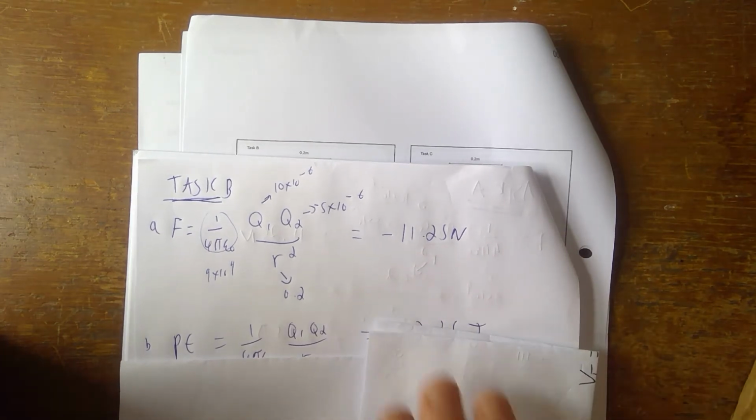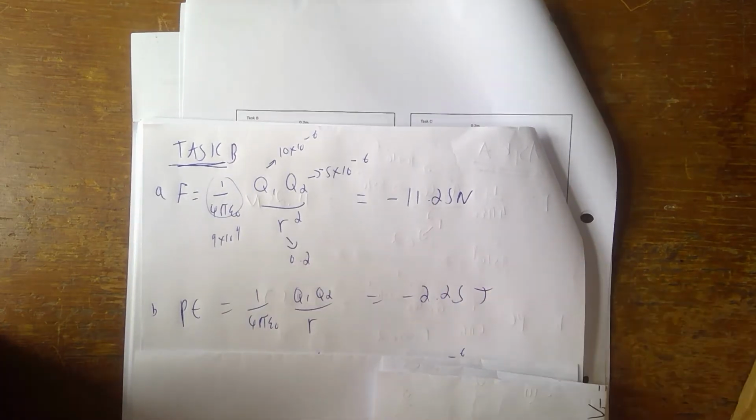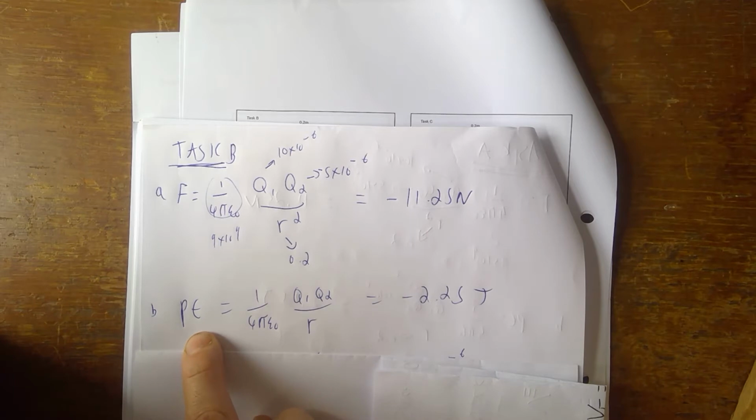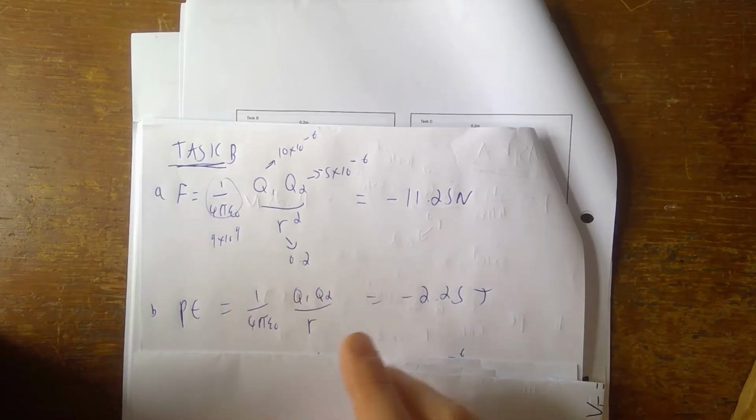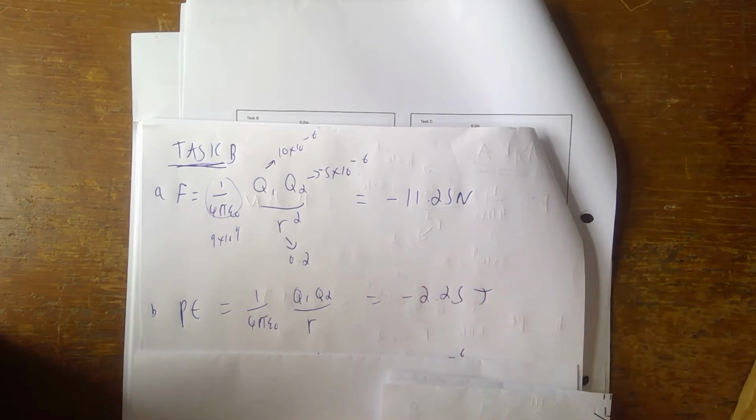Part B, exactly the same idea as on the previous question, the potential energy equation, 1 over 4 pi epsilon naught, Q1, Q2 over R. But again, this time it's minus 2.25 joules because one of the charges is negative.